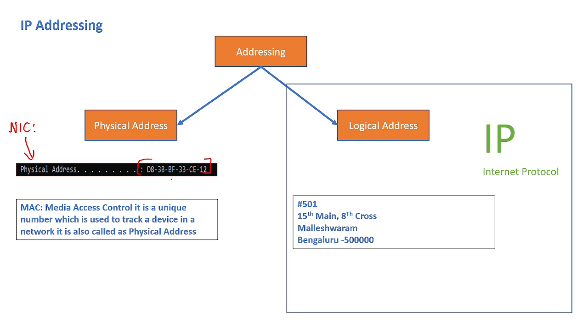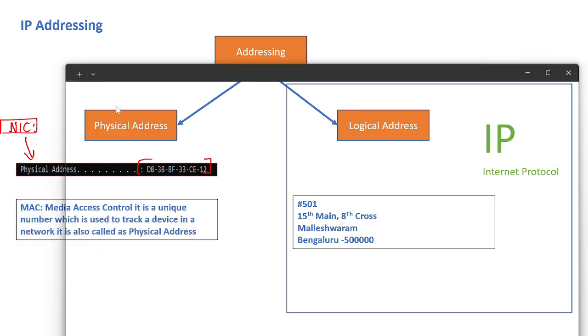That is called the physical address. If you want to change the physical address of a computer, you can change the NIC card. If you change the network interface card, the physical address will change. And sometimes you may have multiple network interface cards in a computer, then the computer will have multiple physical addresses. Let me go to this computer.